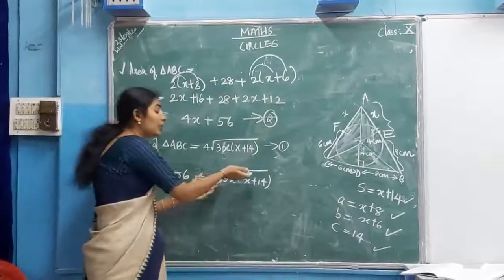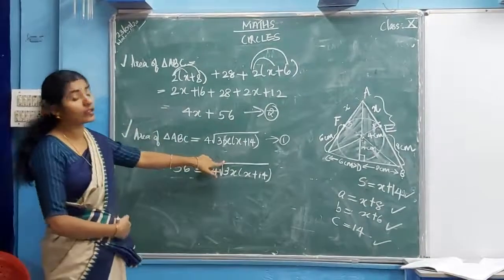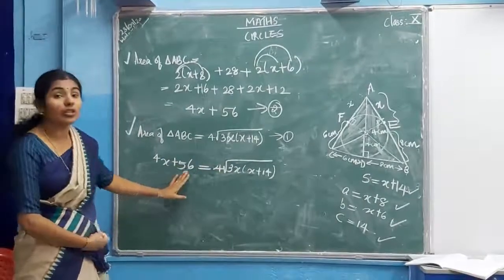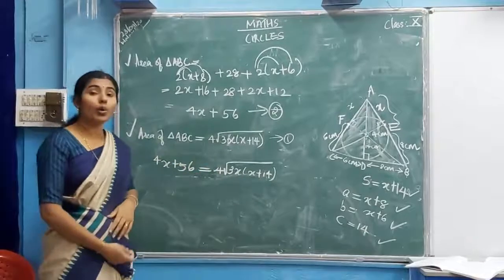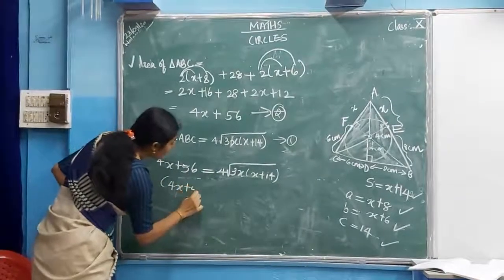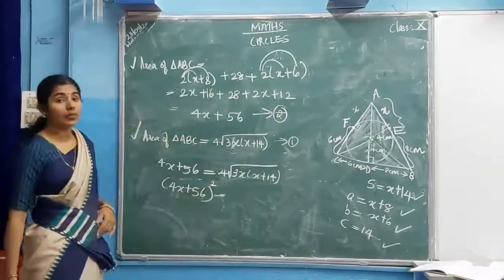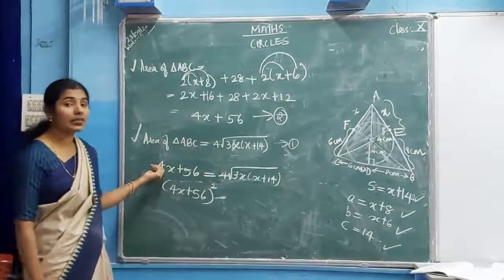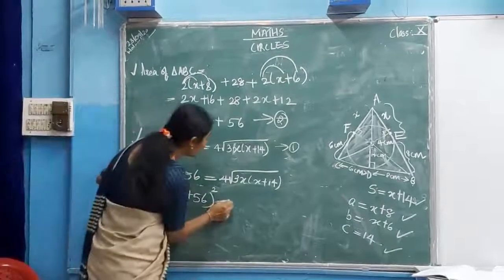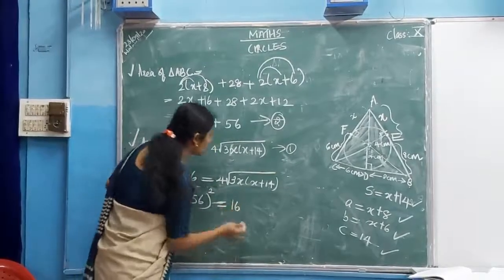Now you see, we want to cancel this square root. So how to cancel this square root? We should square on both sides. So what will you get? (4x plus 56) squared. When I take the square on the left hand side, what will you get? (4x plus 56) squared equal to, 4 squared is 16.